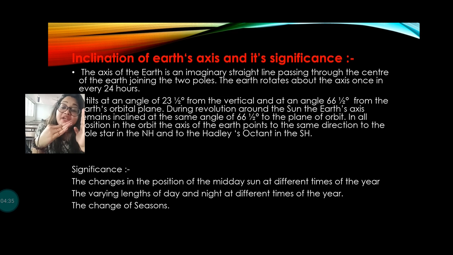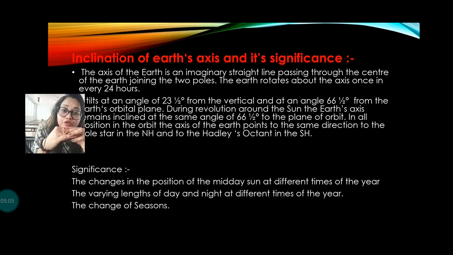23 and a half degrees from the vertical. Okay, 23.5 degrees, it will always be tilted, and at an angle of 66.5 degrees from the Earth's orbital plane. Okay, so these are the two things you need to know. One is that the Earth is tilted at an angle of 23.5 degrees from the vertical, and the other is the angle of 66.5 degrees from the Earth's orbital plane.